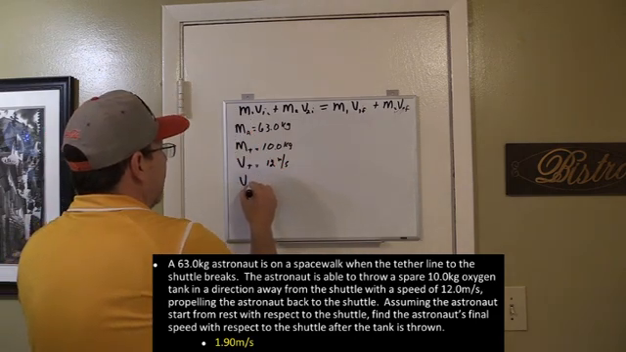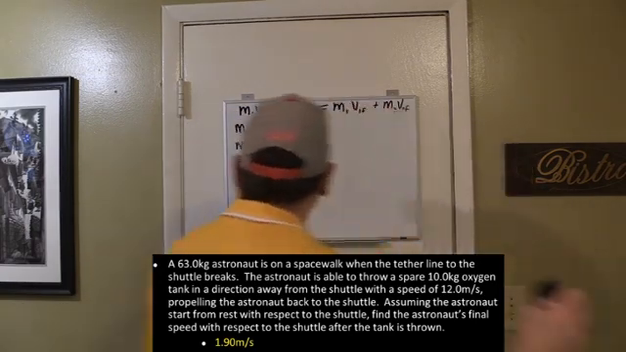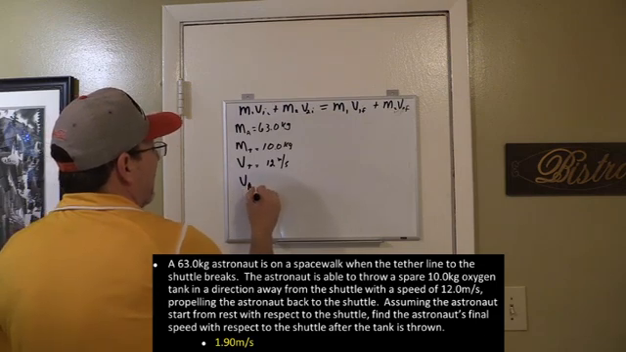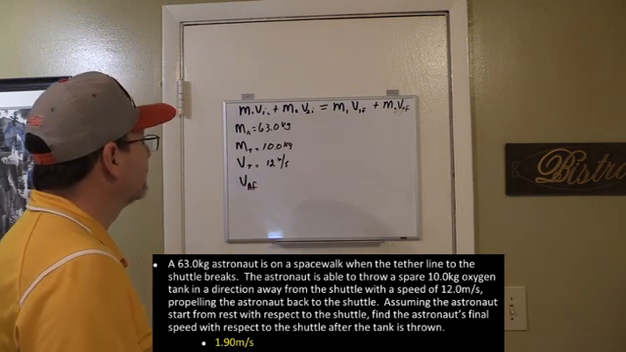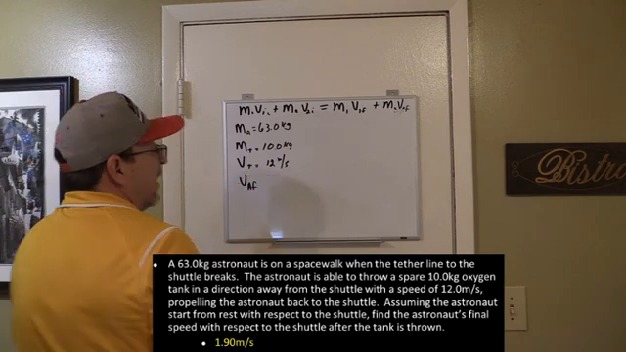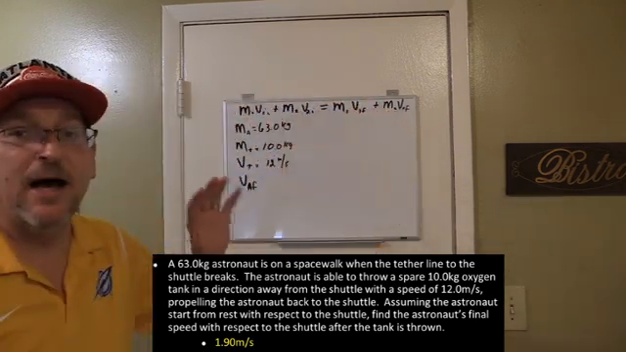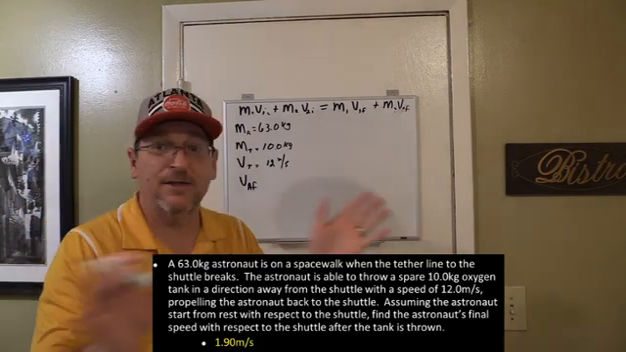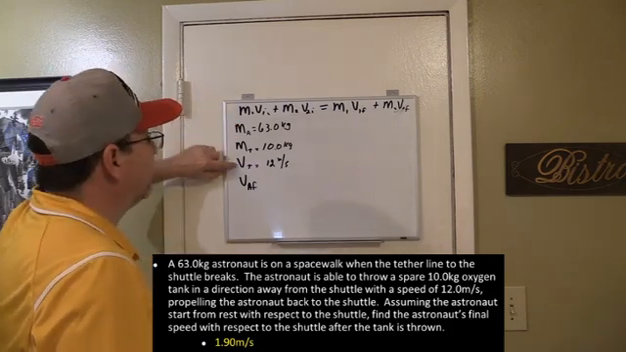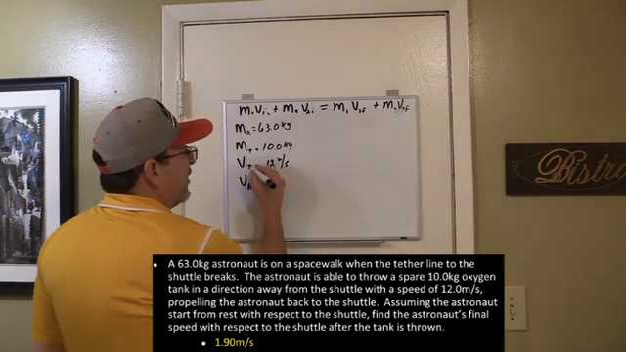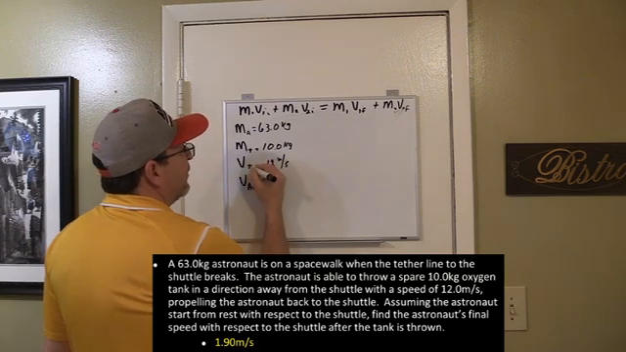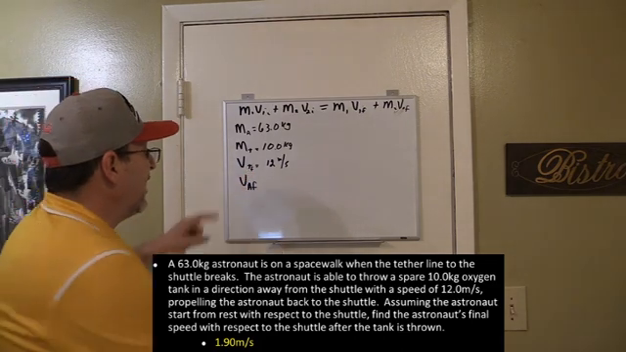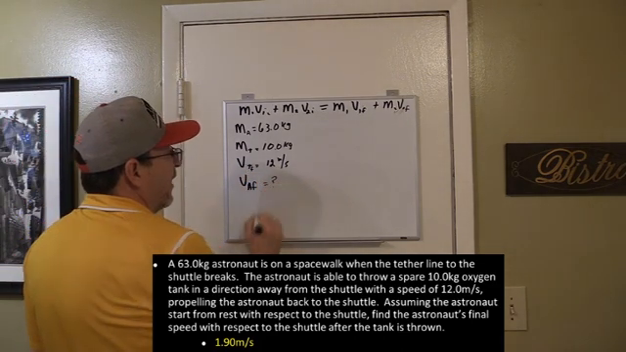So I need velocity of the astronaut final, okay? Let's see. Now I want to go through and make some of these very specific. The masses, of course, are going to stay the same. That's not going to change beginning to end. This velocity of the tank is actually the velocity final of the tank. Okay, so it's velocity of the tank final. I need the velocity of the astronaut final.